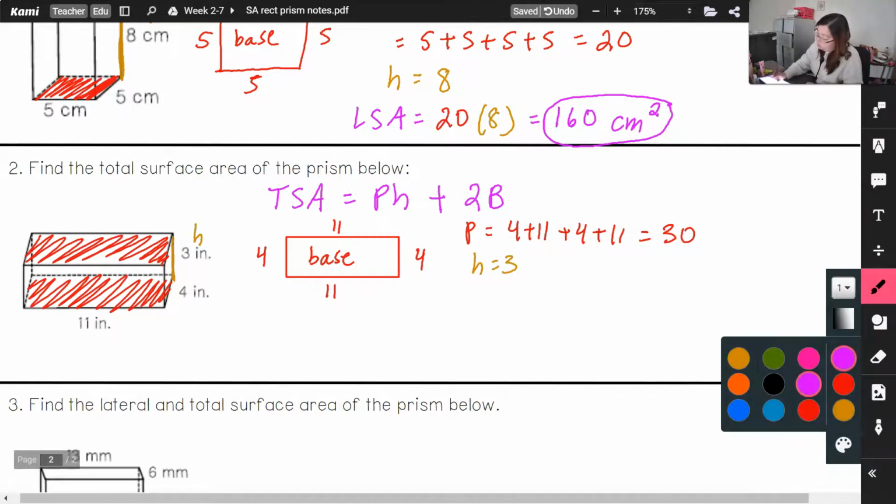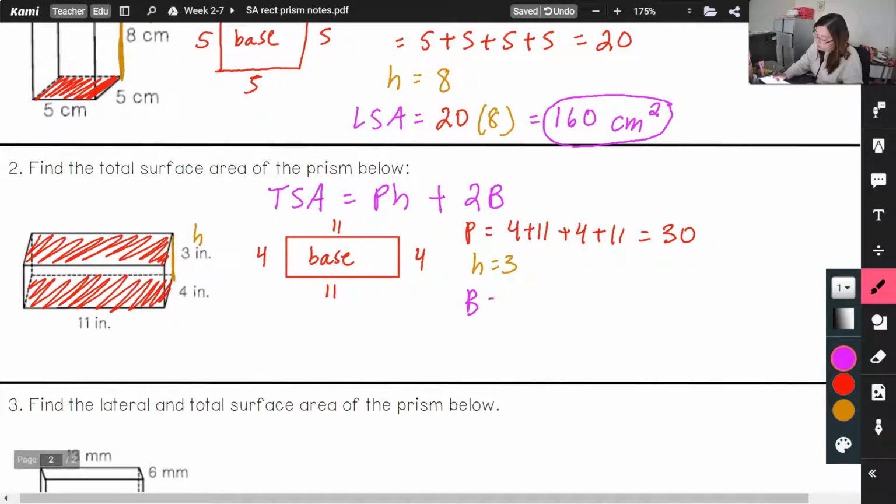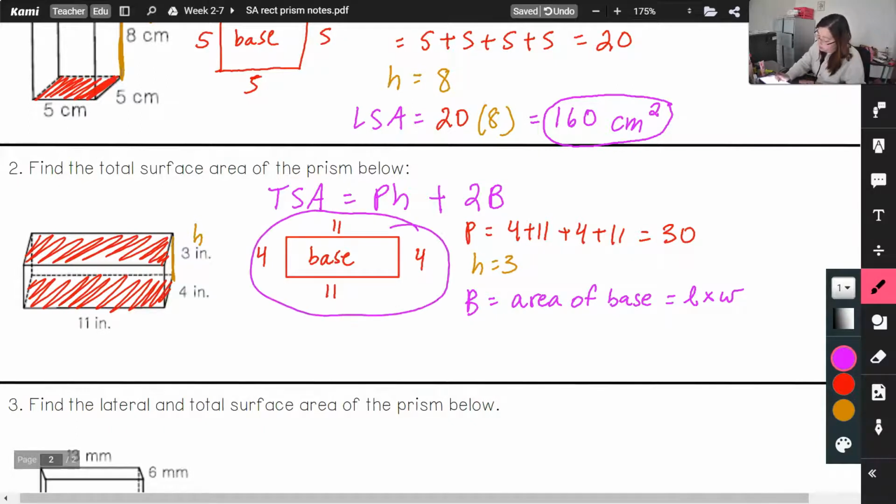So the last letter we don't know is B. Remember, B is area of the base. So that is length times width. So length times width is the area of the base, right? If you look at the base, so we're looking at this picture now, ignore the 3D one. This is the length, it's long, right? And this is the width. So area of the base is 11 times 4, which is 44.